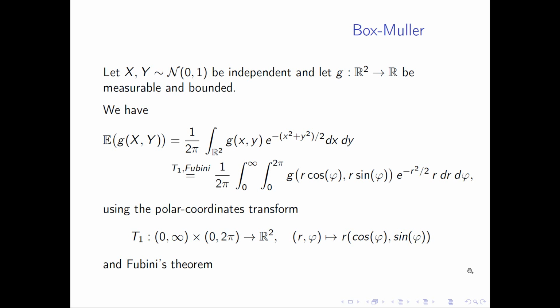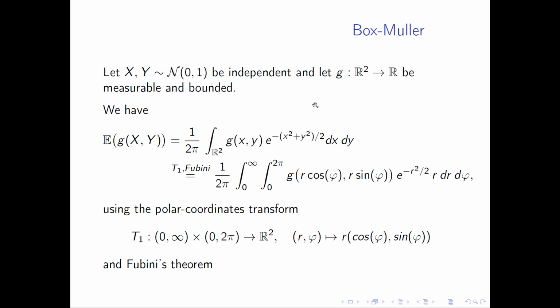Okay, so let's now apply the integral transforms to derive the Box-Muller method. The Box-Muller method is a method to sample standard normal variables, two in parallel. So we are sampling X and Y, independent standard normal random variables. And while we had these integral transforms, I told you it's a method to derive the Box-Muller method.